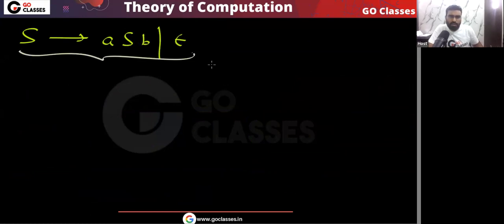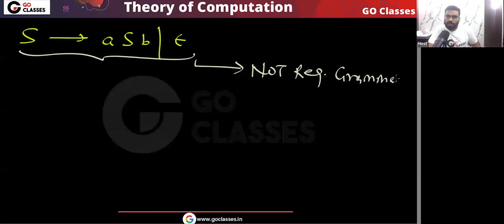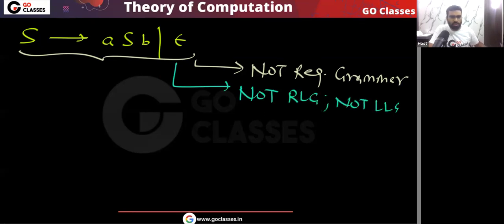So very simply, consider this grammar: S goes to ASB or epsilon. Now you can easily see this is not regular grammar. Yes or no? This grammar is not a regular grammar, because this is neither left linear nor right linear. You can easily see this is not a right linear grammar. This is not a left linear grammar. So this is not a regular grammar.